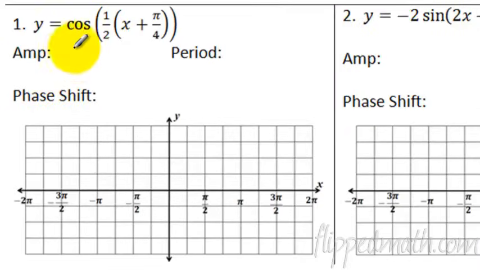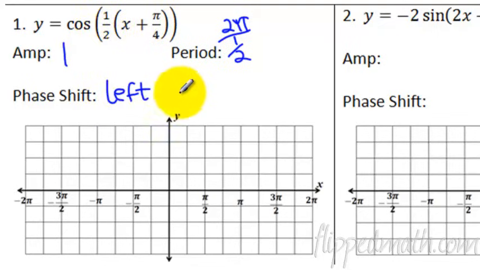The amplitude here, the a in front of cosine, is just the number 1, so that's easy. The period is going to be 2 pi over b, which in this case is 1/2. And then how far is it shifting? It is shifting left pi over 4. Okay, so that's what this comes to. We do remember when it's on the inside with the x, it's the opposite. Well, we need to clean up this period. 2 pi over 1/2, that equals 4 pi. All right, so there's our period.